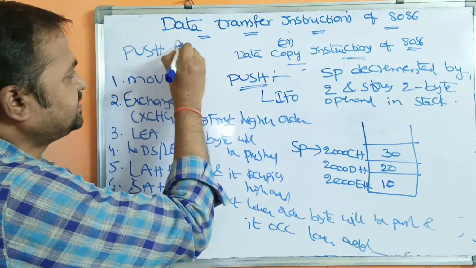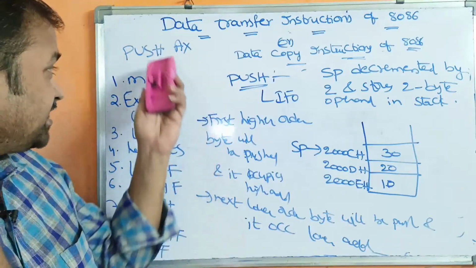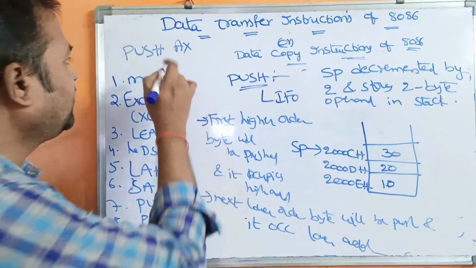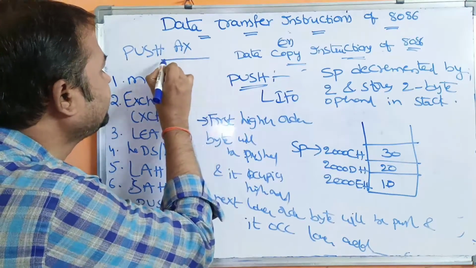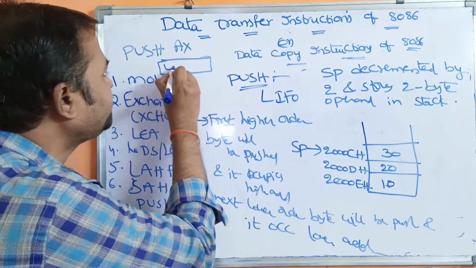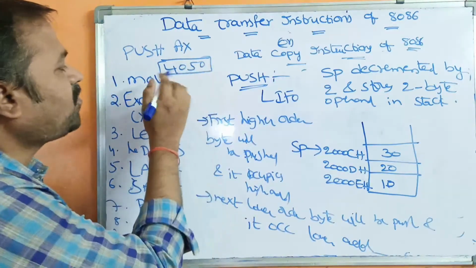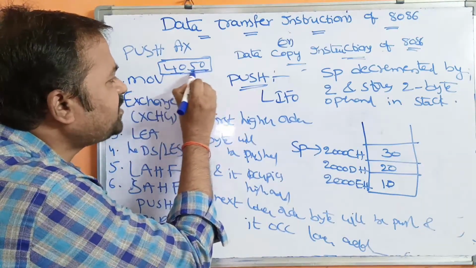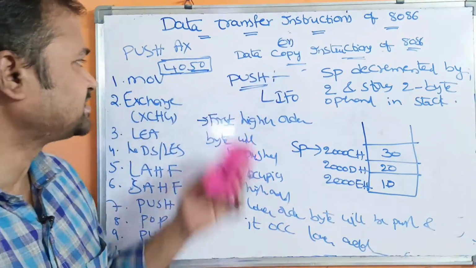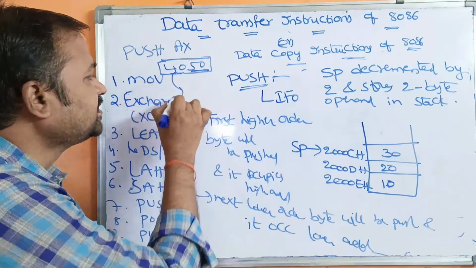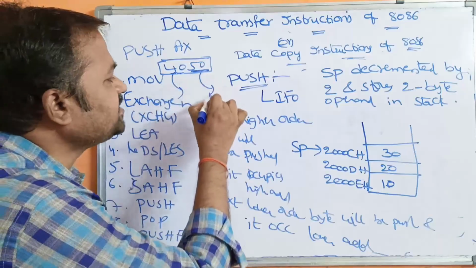Push AX. So here we are pushing the contents of AX onto the top of the stack. Here the register capacity is 16 bits. Let the register contain 40, 50. So here 40 is nothing but the higher order byte, whereas 50 is nothing but the lower order byte. Already we have seen this: AX means the combination of AH and AL. So 40 means higher order, whereas 50 means lower order.